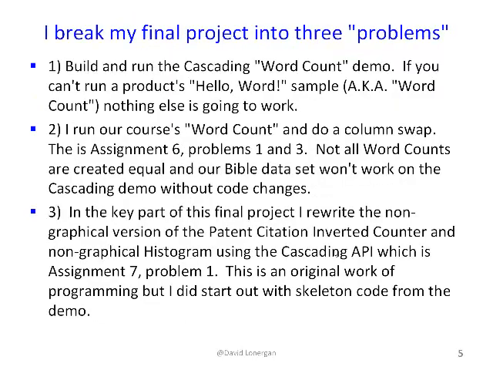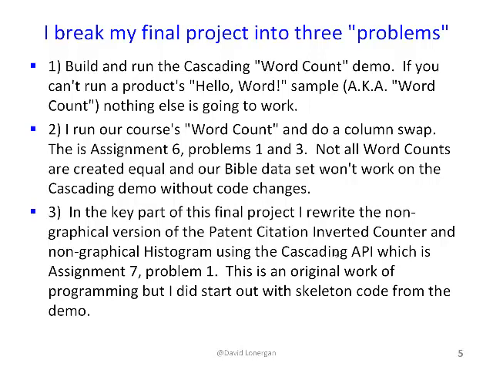I break my final project into three problems. One, build and run the Cascading word count demo. If you can't run a product's hello world sample, also known as word count, nothing else is going to work. Two, I run our course's word count and do a column swap on the output. This is assignment 6, problems 1 and 3.